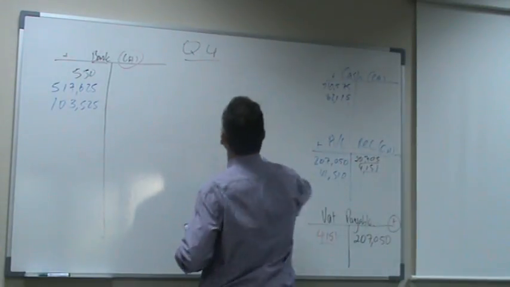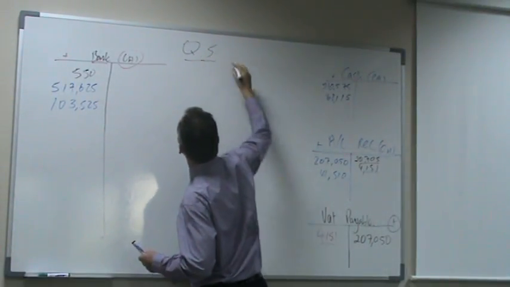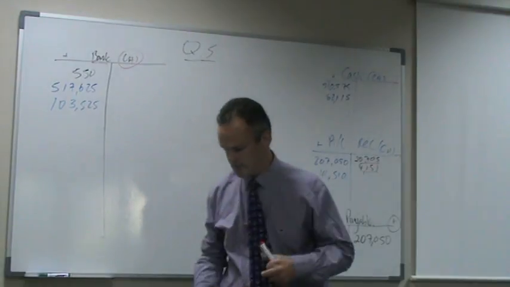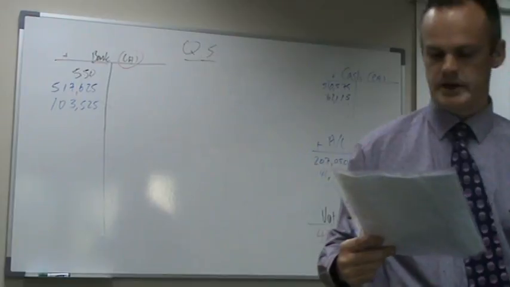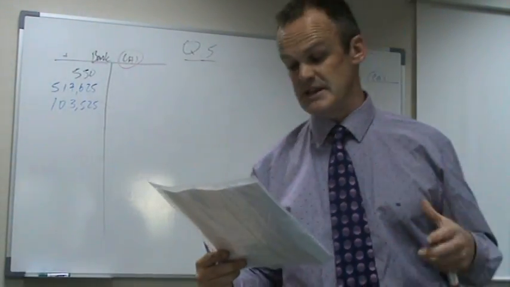Question 5. 50% of the credit sales were paid after 2 working weeks and an additional 40% after 5 working weeks to the bank.